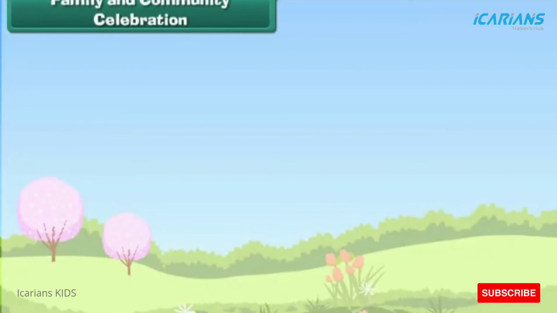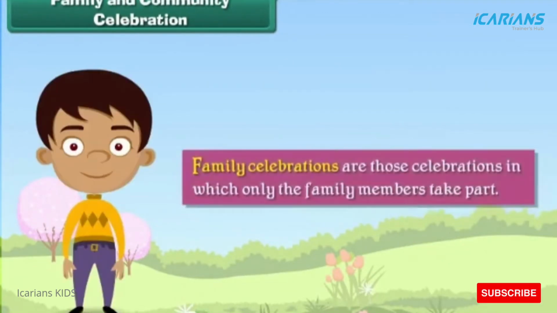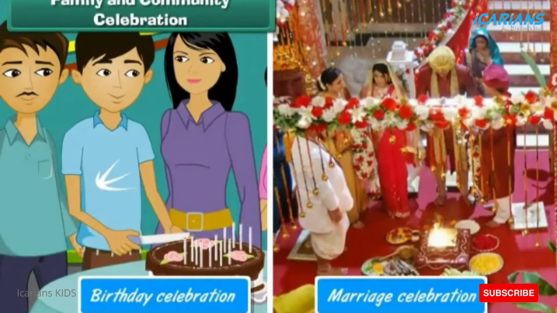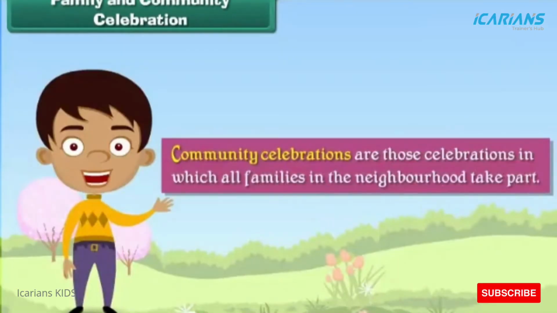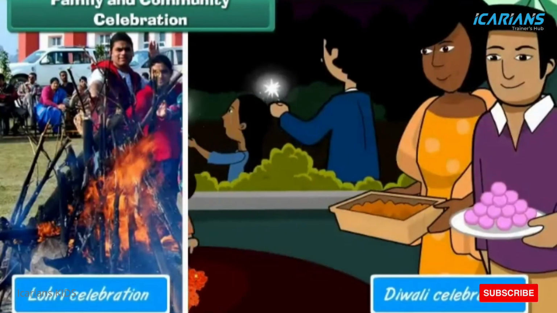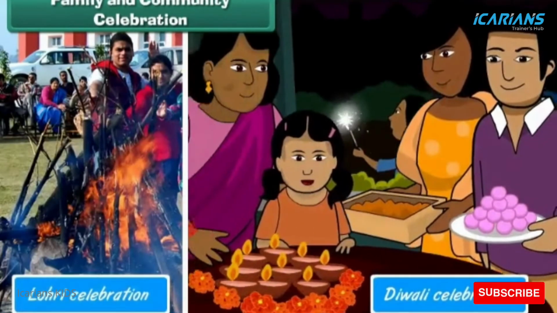Family and community celebration. Family celebrations are those celebrations in which only the family members take part. Examples of family celebrations are birthday celebrations, marriage celebrations, etc. Community celebrations are those celebrations in which all families in the neighborhood take part. Examples of neighborhood celebrations are Lohri celebrations, Diwali celebrations, etc.